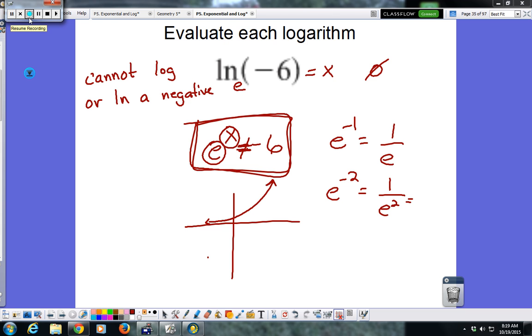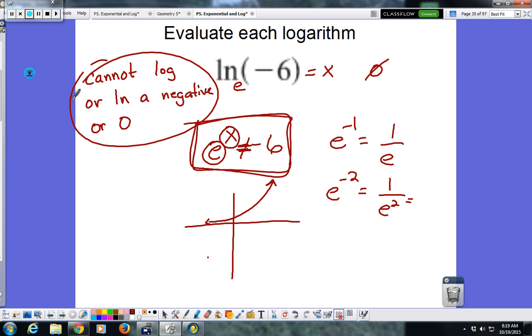Not only can you not log or natural log a negative, you cannot log or natural log 0 as well. How do you raise something to a power and it equals 0? 0 is actually your asymptote line for that. It will never hit 0. So you cannot take the log or natural log of a negative or 0.